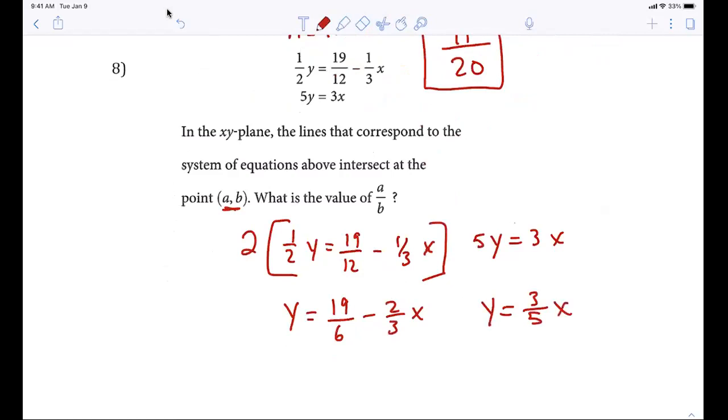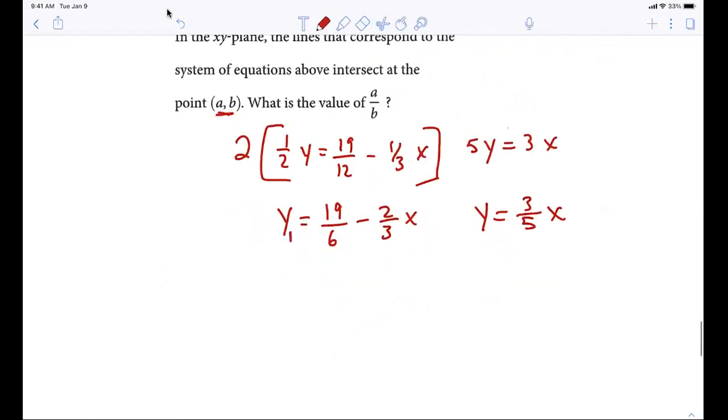Now, I'm okay if you put y1 and y2 and use your calculator. So everybody do that, y1, y2 on your calculator. Find the point of intersection. And as soon as somebody finds the point of intersection on their calculator, make sure you're practicing using your calculator.